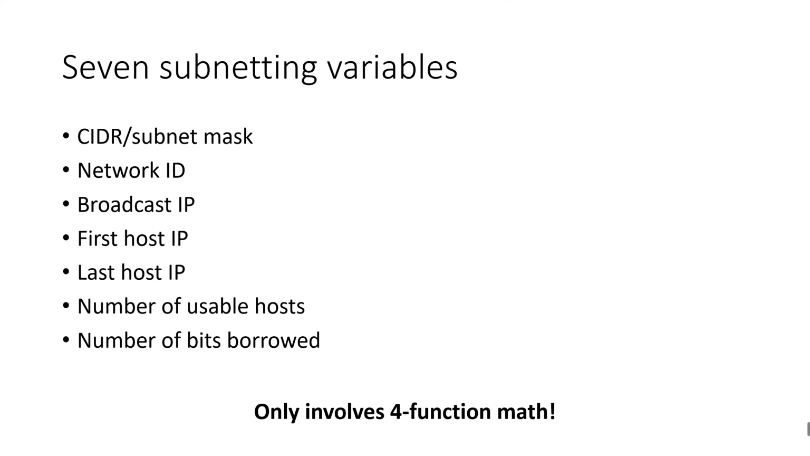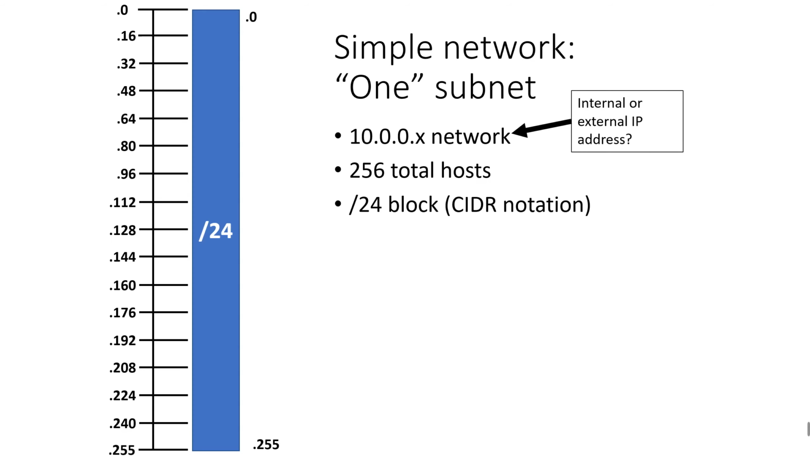And you can calculate all of these variables with 4-function math. So let's look at the CIDR or subnet mask. So here we have a network. It is a simple network. It has one subnet. Now, it is a 10.0.0.x network. Now, if you look here, that X can be represented by one of these numbers over here.